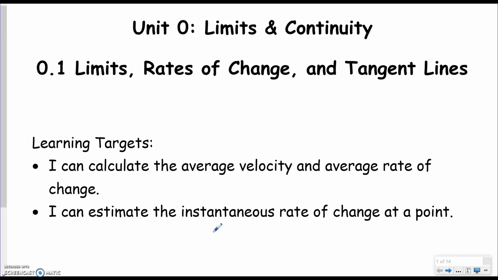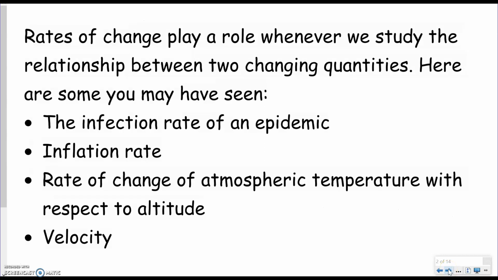So our two goals today are: I can calculate the average velocity and the average rate of change, and I can estimate the instantaneous rate of change at a point. Now, a lot of this information is coming directly from your book, so if you feel like I'm going quickly, you can always refer to that. This section starts on page 59 in your book.